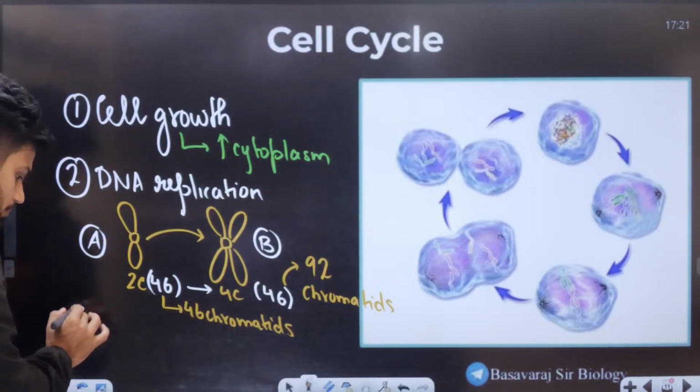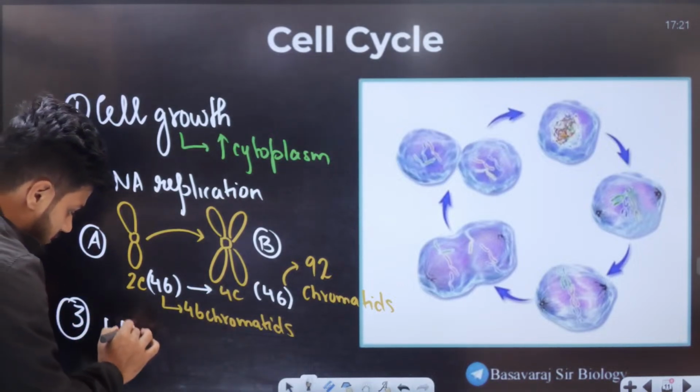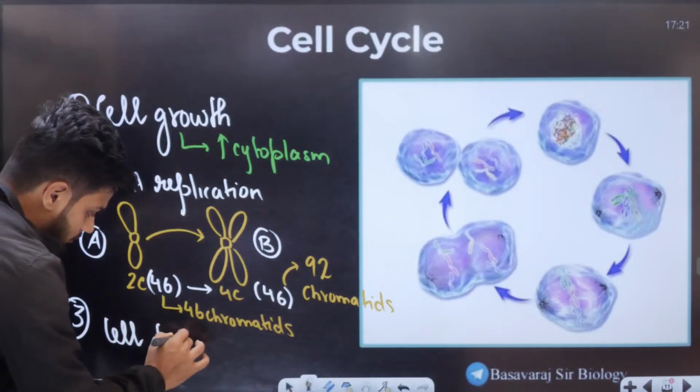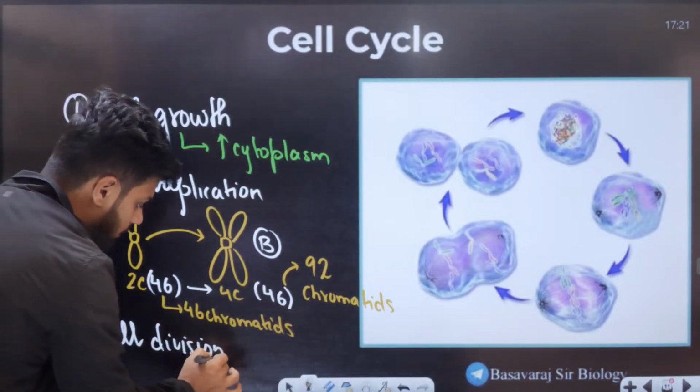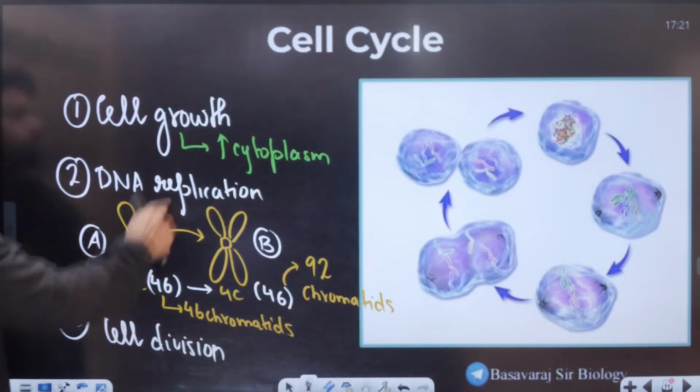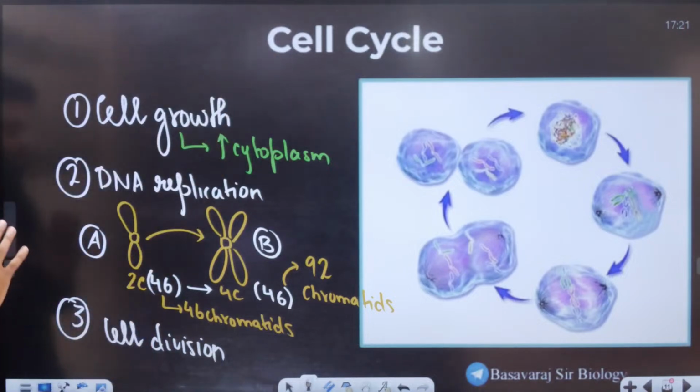And the third main part is cell division. So cell division is technically part of the cell cycle. It is technically part of the cell cycle.